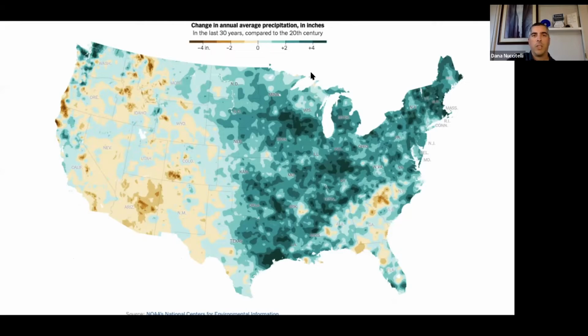So this is a change in average rainfall across the United States over the last 30 years. It's really interesting. You can basically split the country down the middle, and the eastern half of the country has almost entirely gotten wetter. That's the bluish greenish color, an increase in precipitation over the past 30 years. And then the western half has almost entirely gotten drier. That's the yellow brownish color. And so you can see in the West, we're more worried about things like droughts and wildfires. And in the East, we're more worried about things like heavy precipitation and flooding.